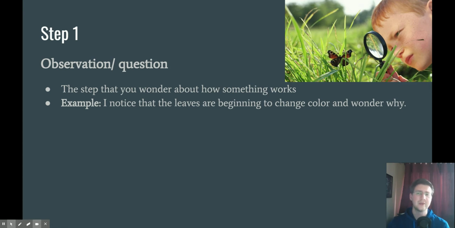So an example you might have is I noticed that the leaves are beginning to change color and I wonder why. And that's something that we really notice this time of year since it's starting to be fall, and you see these leaves changing color. And that might be something like, why does that happen every fall? What is the reason for that? And then you could go through some steps to figure it out.